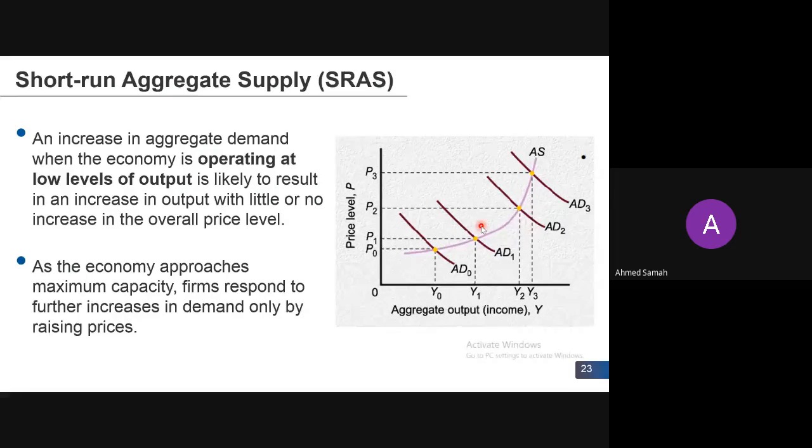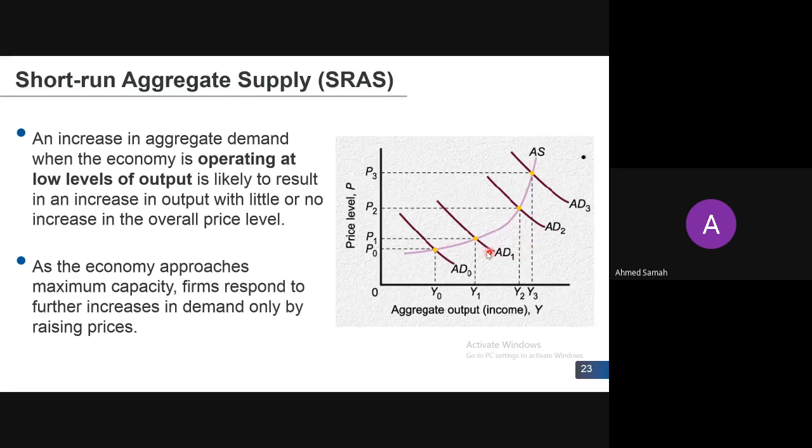But if we are approaching the maximum capacity, or if we are having a higher aggregate output level, a small change in aggregate output might result in a bigger change in the price level. As you can see here, from y2 to y3, the output level has not increased much, but the price level has increased significantly more than the output has.